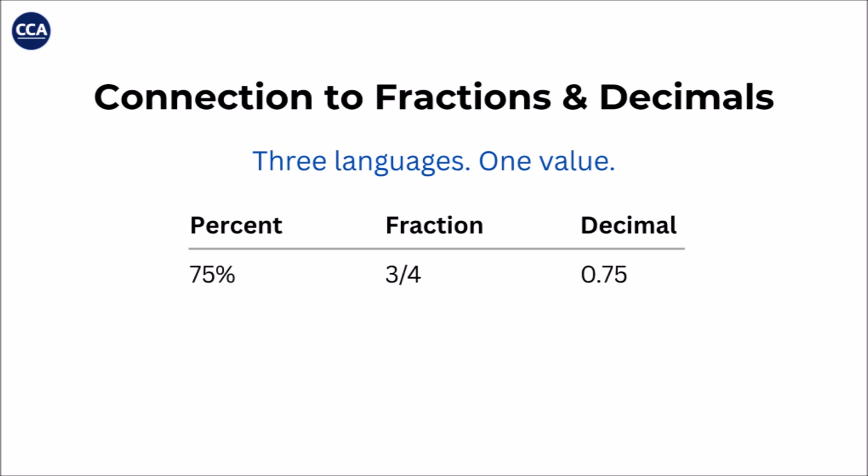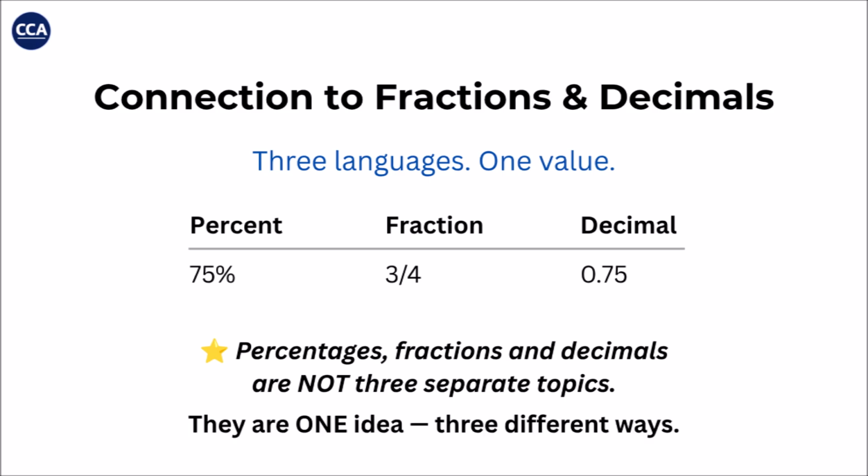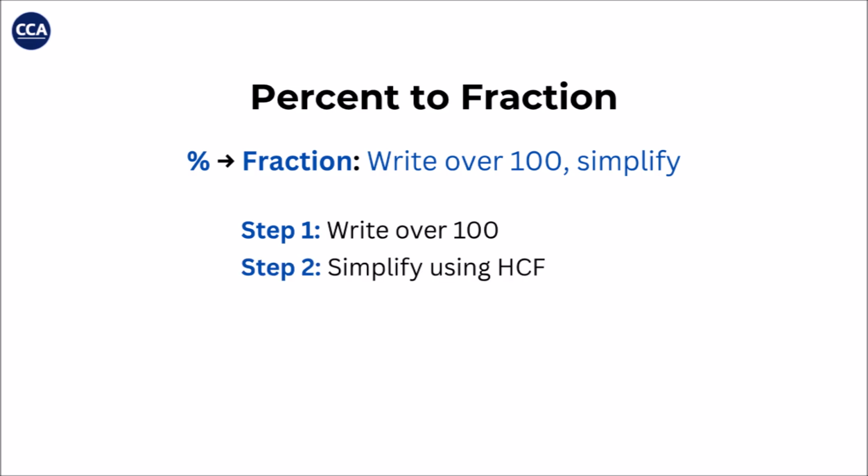This is the most important connection in all of middle school math. Percentages, fractions, and decimals are not three separate topics. They are one idea, expressed in three different ways. Converting a percentage to a fraction is always the same two steps. Step 1. Write the percentage as a fraction over 100. Step 2. Simplify. Let's try 40%.